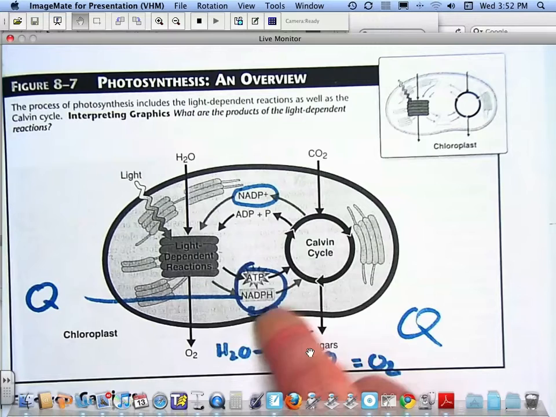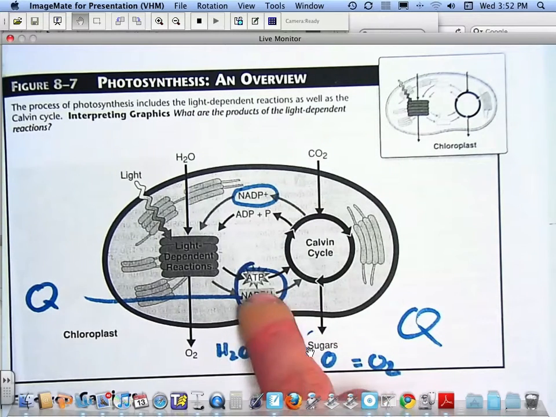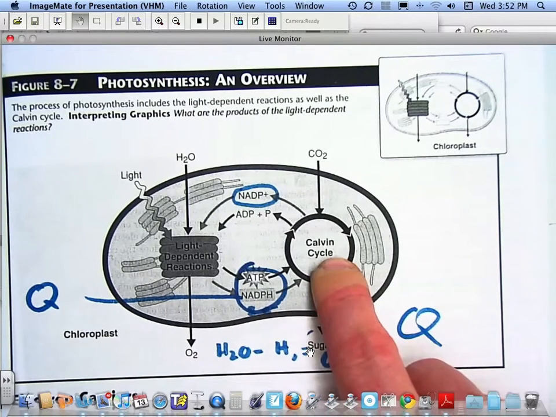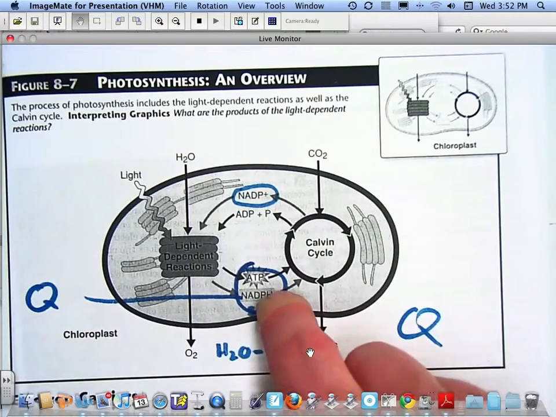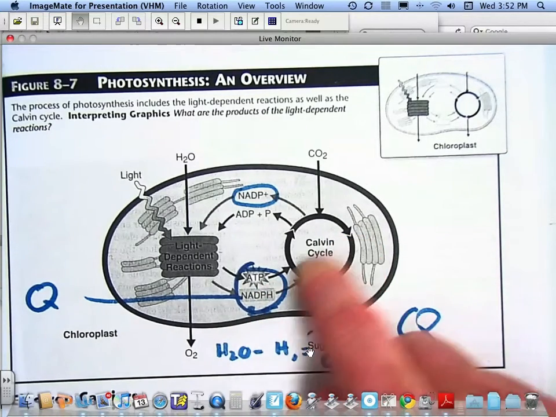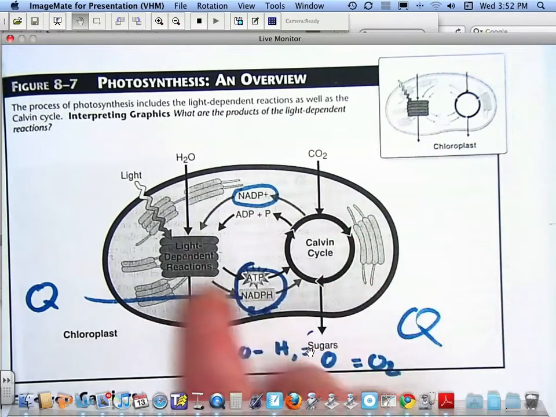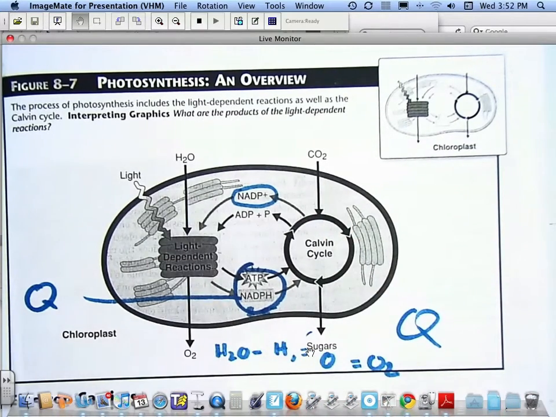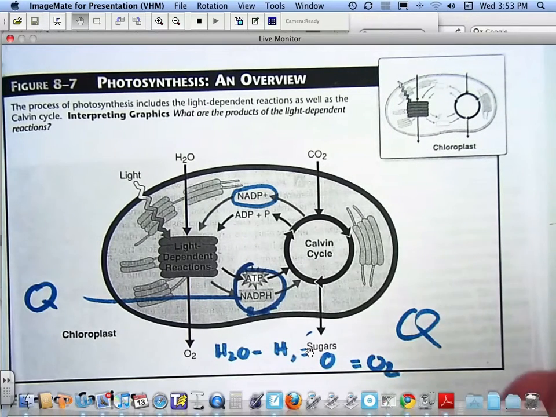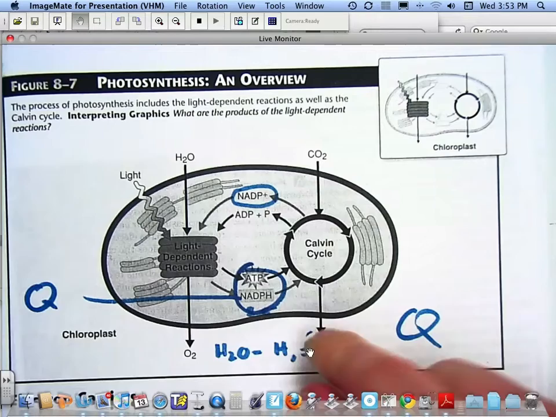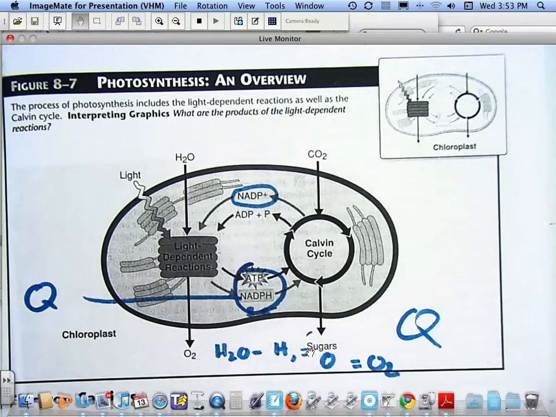Now, ATP and NADPH go into the Calvin cycle. They are the reactants in the Calvin cycle. These are the products of the light-dependent cycle. It's a cycle. It's one big circle. It's the circle of light. And ATP will be made, and sugars. Okay, I shouldn't sing. But anyway, yeah.